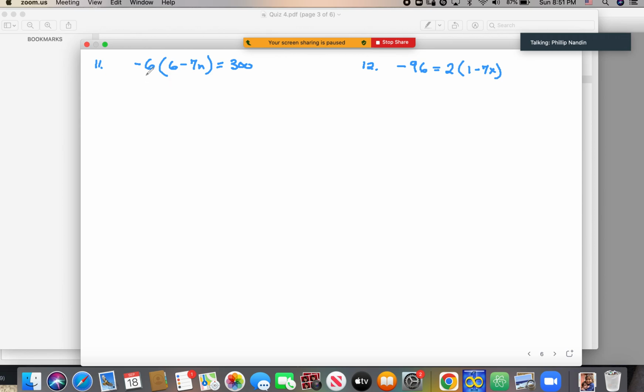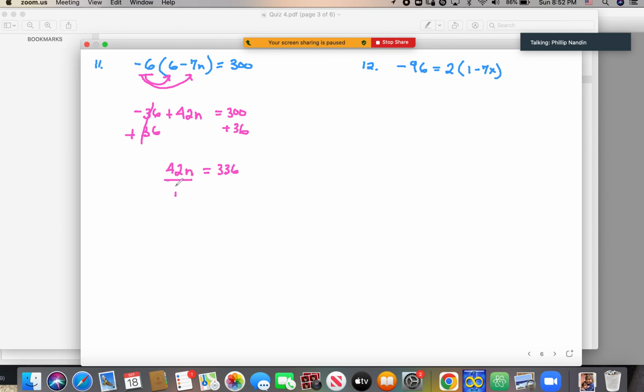And now again, I start off by distributing on this left-hand side. I'm going to get negative 6 times positive 6 is negative 36. Negative 6 times negative 7n is positive 42n. And then this equals 300. I want to work my way in from the outside first. I want to get rid of this negative 36 to start. I add 36 on both sides. That brings that negative 36 to 0. I'm left with 42n is equal to 336.